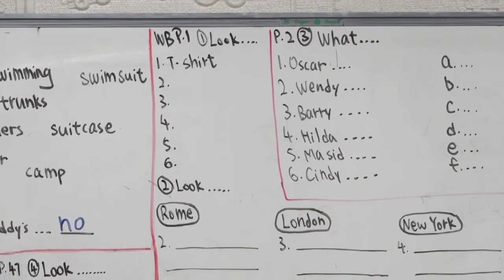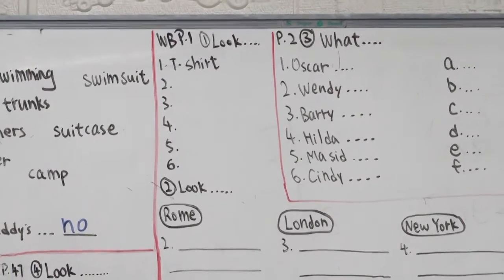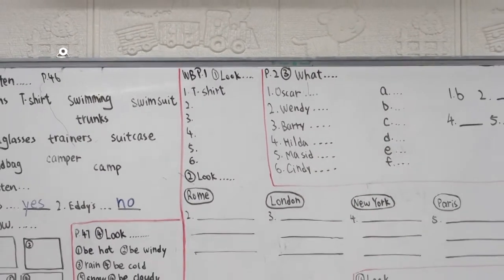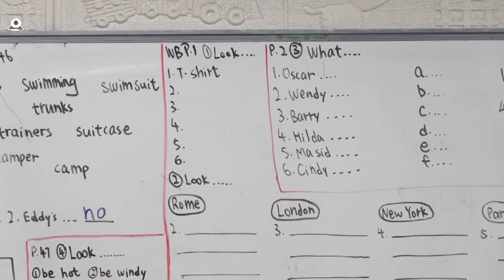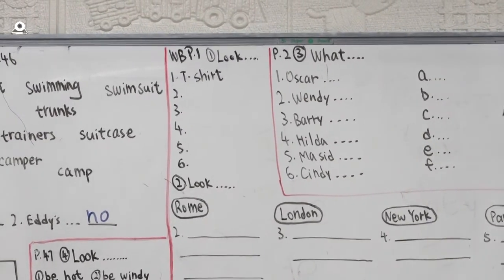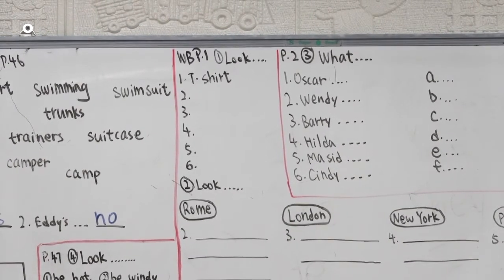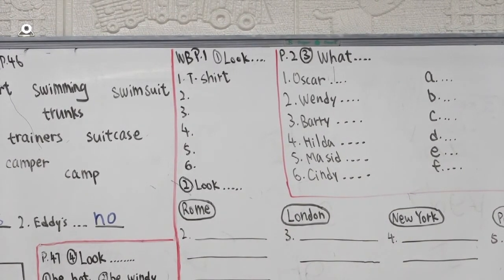Workbook, page 1. It says look, stick, and write. So we have already stuck the pictures for you. You just need to write the spelling of the words you have learned. So try to close your pupil book and do this part. I'm going to do 2 examples with you. Let's have a look at the first example. The first one is t-shirt.